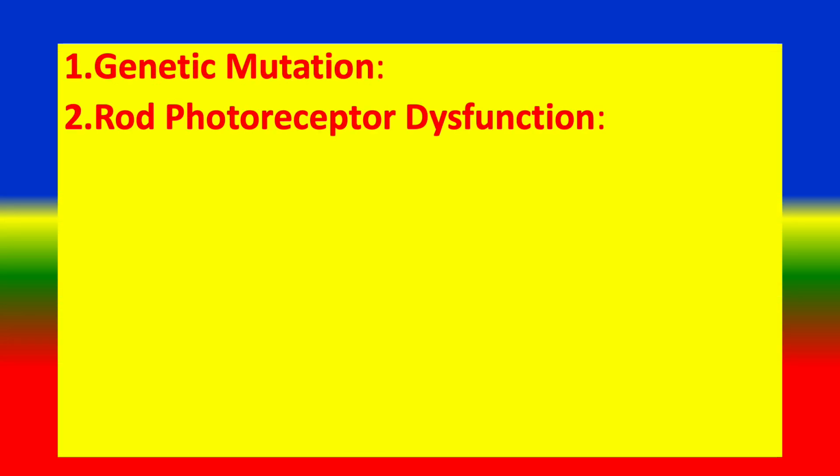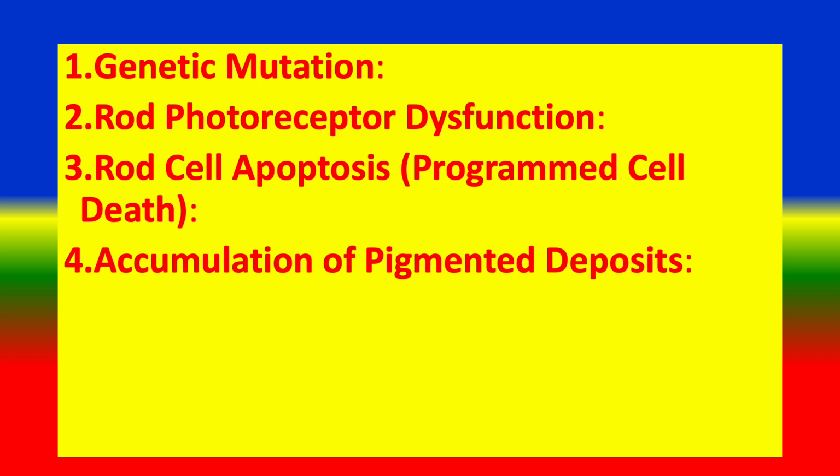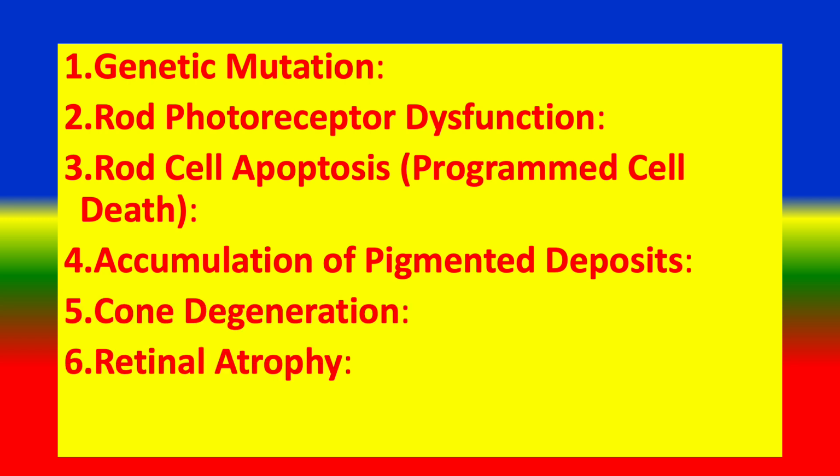1. Genetic mutation. 2. Rod photoreceptor dysfunction. 3. Rod cell apoptosis, programmed cell death. 4. Accumulation of pigmented deposits. 5. Cone degeneration. 6. Retinal atrophy.